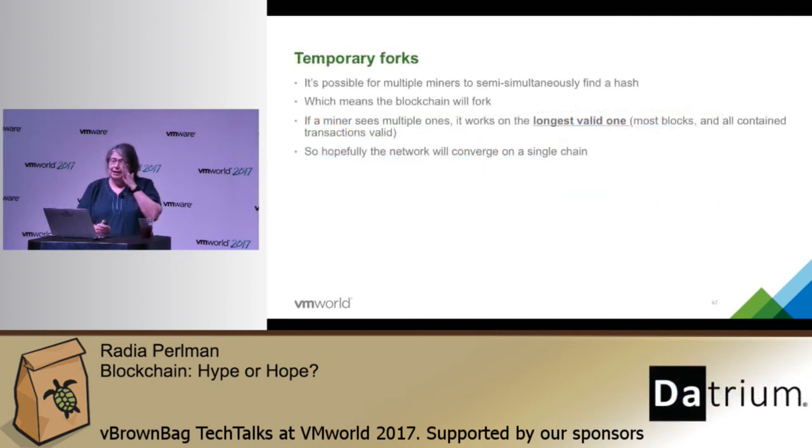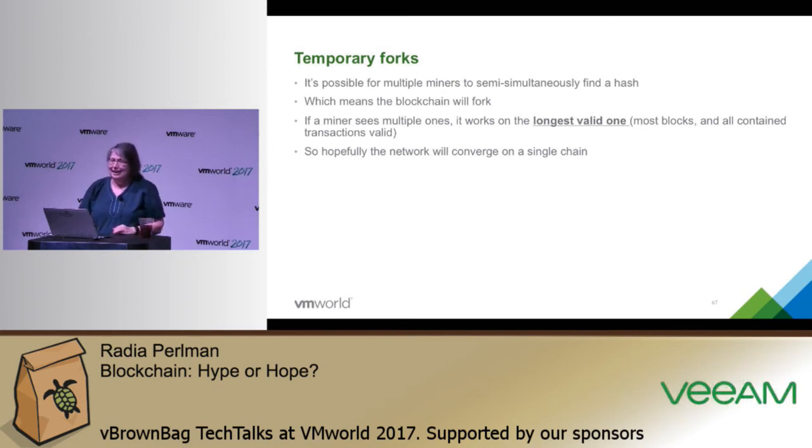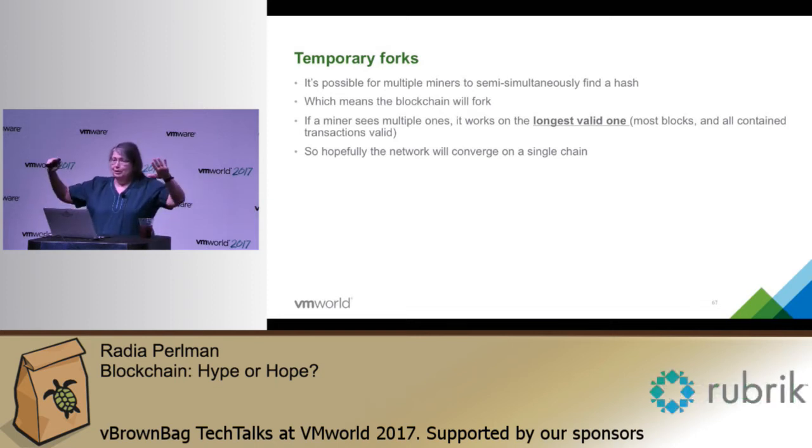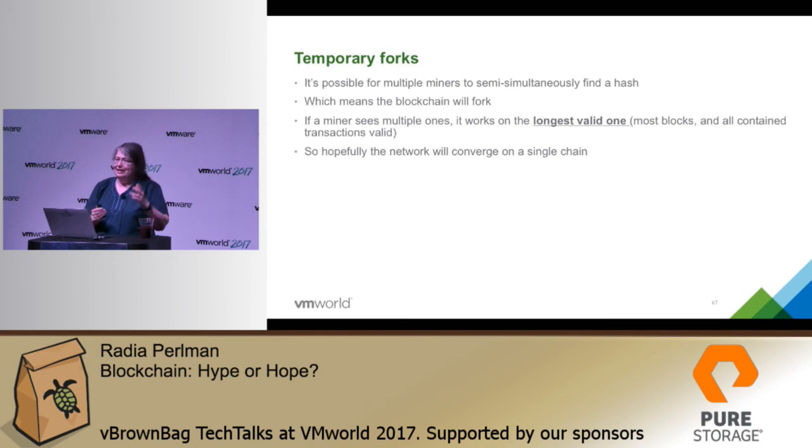Well, it is possible for multiple miners to semi-simultaneously find the next block, because things don't happen simultaneously on the internet, which means the blockchain will fork, and this happens all the time, actually. If a miner sees multiple chains, it will work off of the longest one. So with any luck, it will all resolve itself.